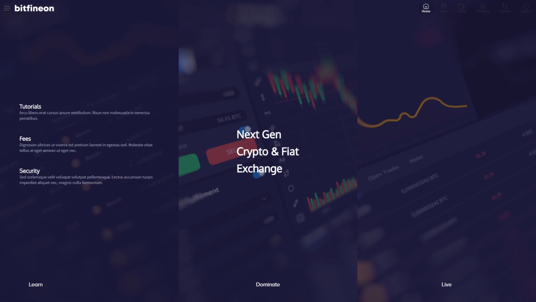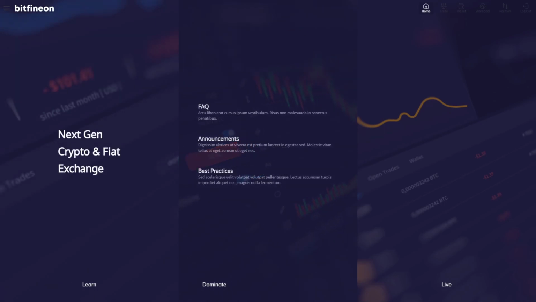So if someone comes to the page, they want to get in-depth tutorials, they want to learn about fees or security, they can see that here in the blurb. It'll also have a little more button where they can click to go further into the site to get complete information. And then if you mouse over the next pane, you'll see frequently asked questions, announcements, best practices.